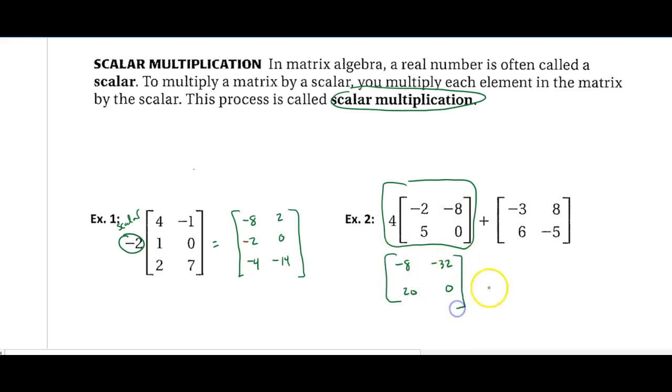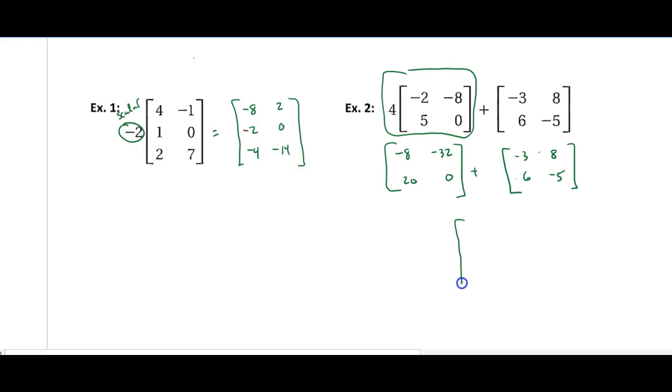That gives me a new 2 by 2 matrix, and now I can add it to this matrix here. And when I do that, negative 8 plus negative 3 is negative 11. Negative 32 plus 8 is negative 24. 20 plus 6 is 28. And 0 plus negative 5 is negative 5.